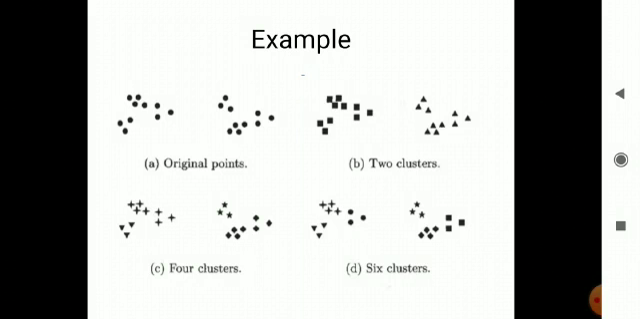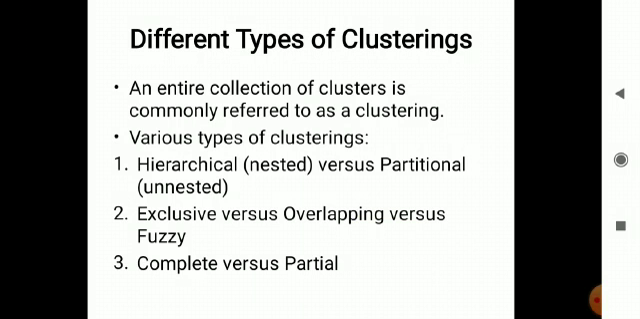Like this, we are able to illustrate that the definition of a cluster is very imprecise, and that the best definition depends only on the nature of the data and the desired results. These are the different ways in which the same set of points can be clustered. Here the same set of 20 original points is being divided into either 2 clusters, or 4 clusters, or even 6 clusters.